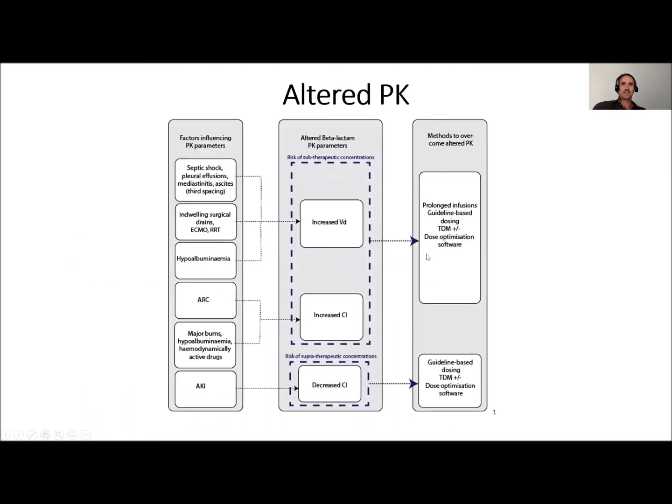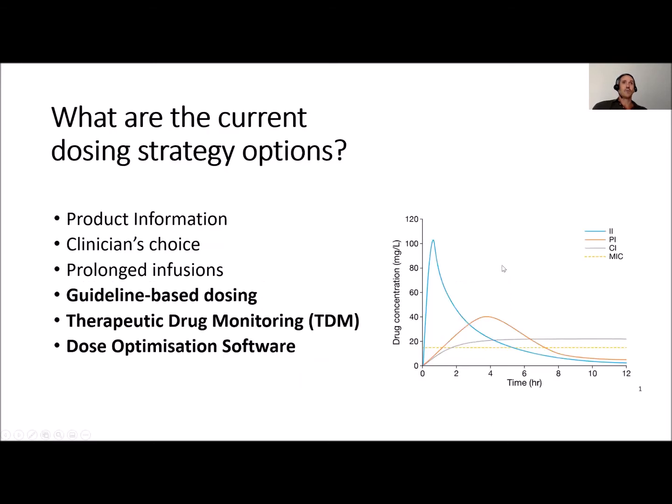I won't really touch on this as Jason's already covered it. But if you look over the third here, we're basically looking at methods to, in general, overcome pharmacokinetic modifications to optimise dosing. So what are our current options? Firstly, you can follow your product information. Most of what I'll talk about today is regarding critically ill patients. So that, as a general practice, is probably not the most suitable approach. You can move on to just the clinician's choice.